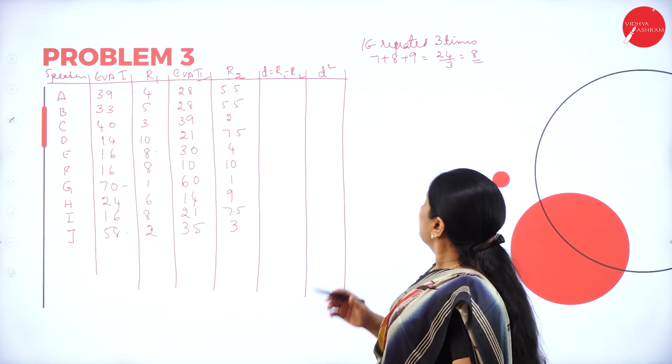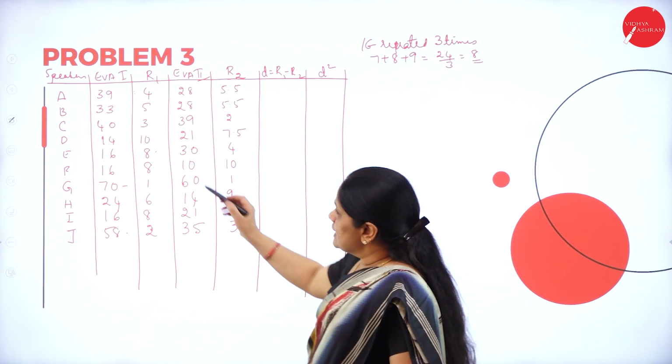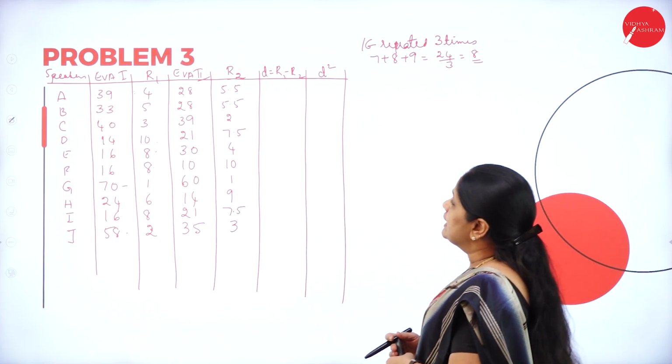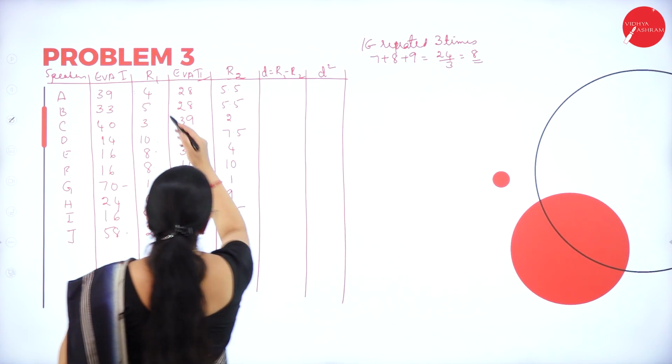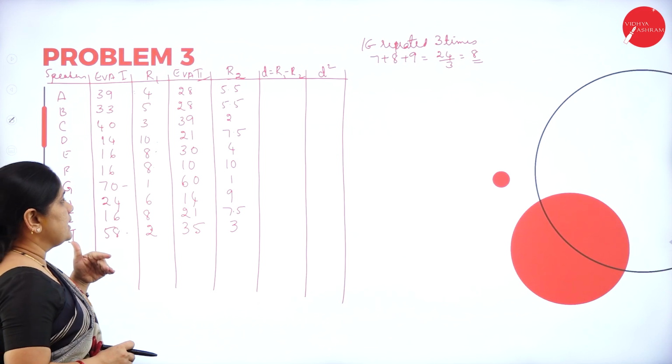So after that I don't have 7, 8, 9 ranks. So the last rank is 10. Whoever has scored 14 will get the 10th rank. Now in this way I have just ranked the various rankings here.